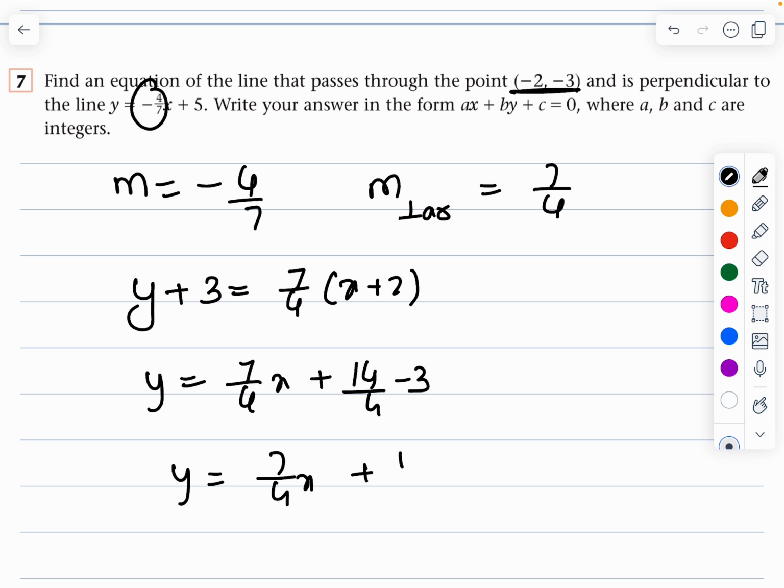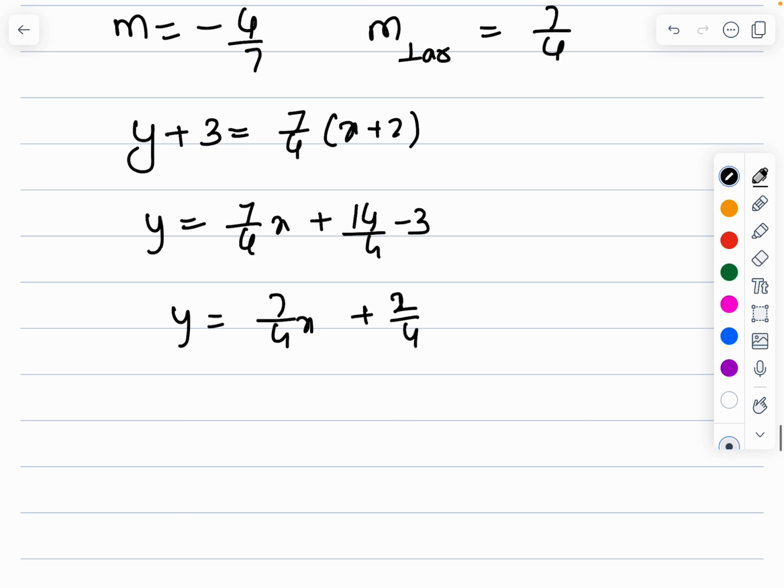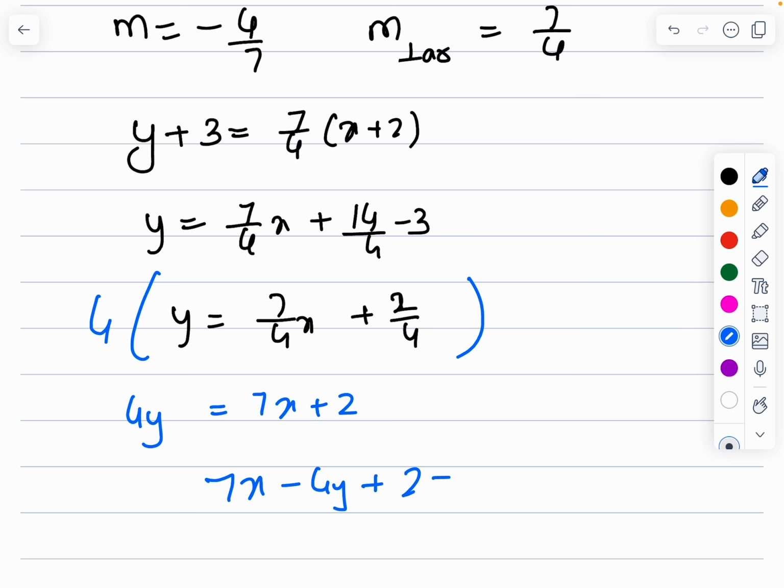This is 14 minus 12, which is 2 upon 4. 2 upon 4 is 1 upon 2. So what I can do is multiply by 4 on both sides. So 4y equals 7x plus 2. So 7x minus 4y plus 2 equals 0.